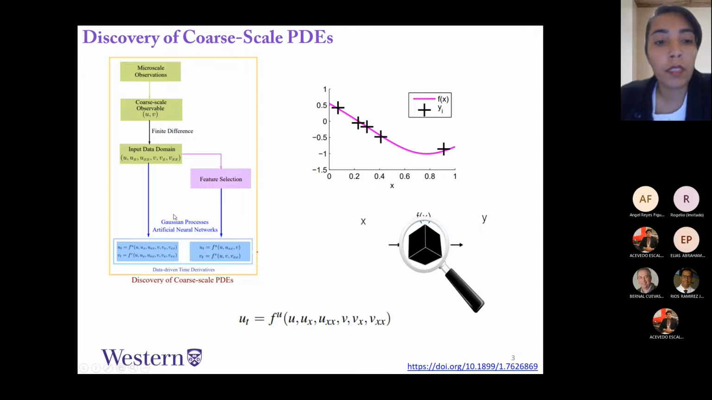And Gaussian process and neural network can be used to approximate this partial differential equation. This is the general form of the partial differential equation. Sometimes, because we have different terms of derivative, it's better to use feature selection that helps us to select some important features for input.